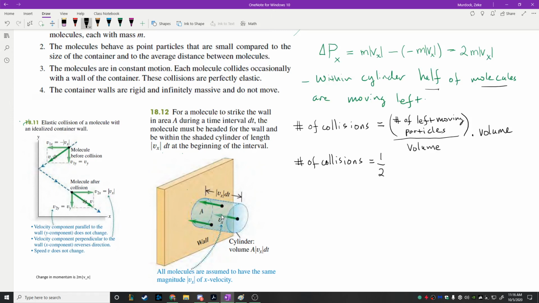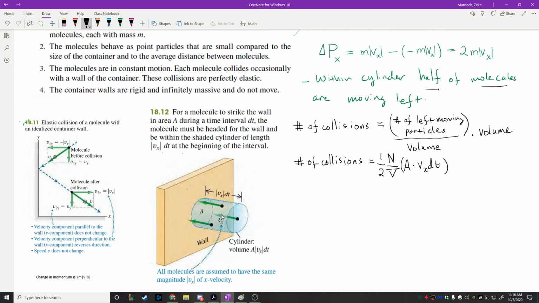The number of particles per unit volume we're going to call big N divided by the volume V. And then we're going to say that the volume of this cylinder right here is going to be equal to the area of the wall, the cross-section of the wall, multiplied by Vx times dt, because area times the length of the cylinder is going to give us the total volume of the cylinder there.